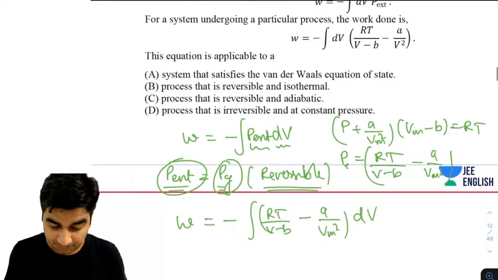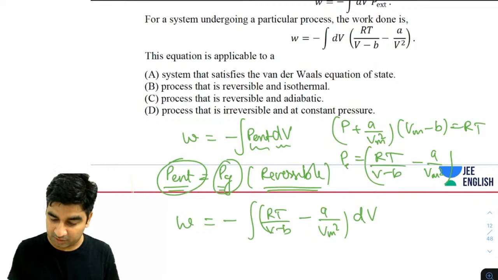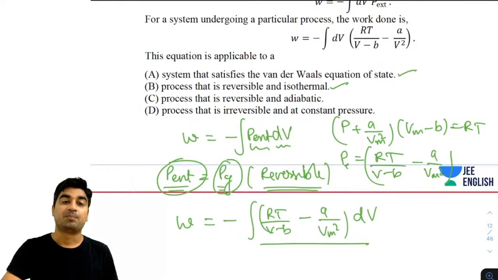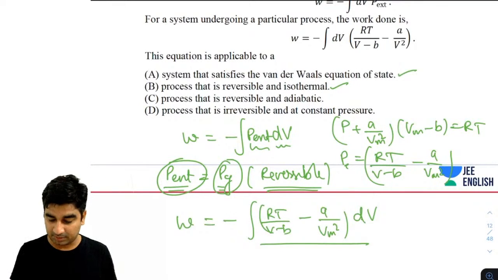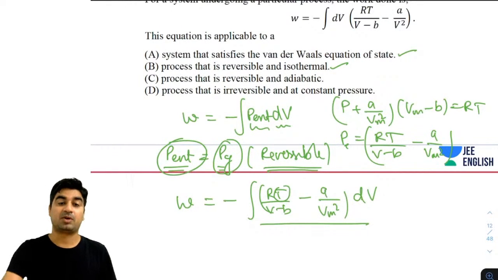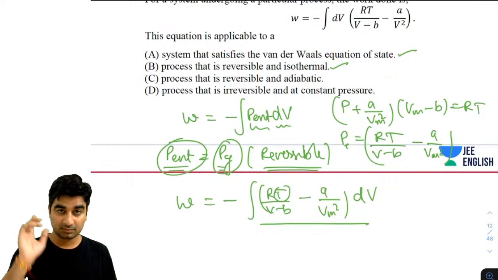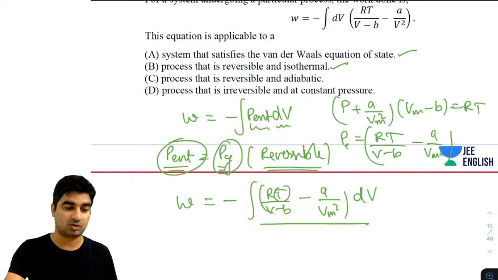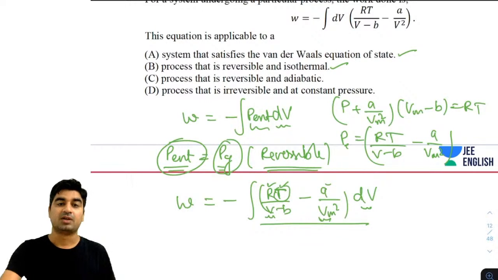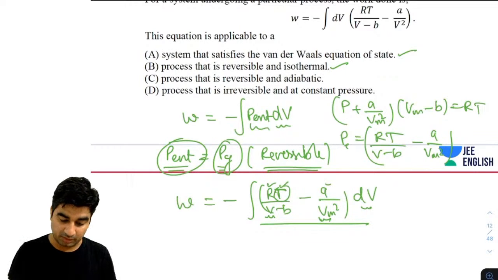So guys, I was telling you that a system that satisfies the van der Waals equation of state, this is applicable for a process that is reversible and isothermal. Now why is it saying isothermal, guys? Can anybody tell me? Because when you are using it, you are assuming temperature to be constant. If temperature is not constant, then it will be problematic, as you will have two variables. Here I am assuming only volume is variable and T is constant, and a and b are van der Waals constants. So this should be the right answer. So A is correct, B is correct.